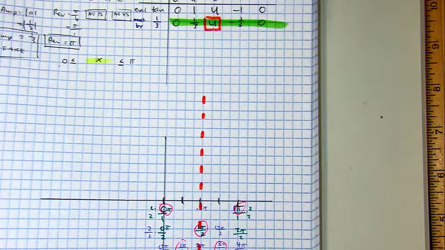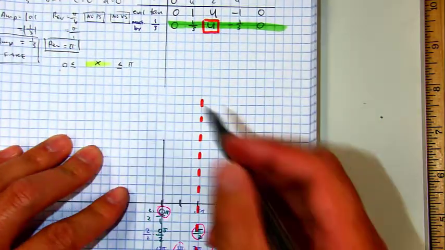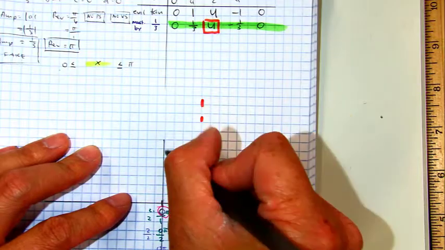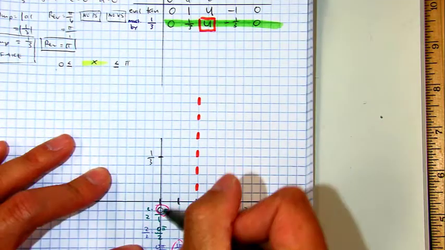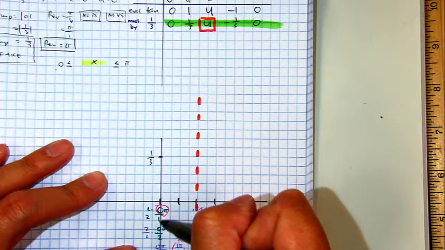You can put 1/3 anywhere you want on your graph. Let's say I make mine 5 boxes. Then I'm going to have to count 5 boxes down. 1, 2, 3, 4, 5. Messy.